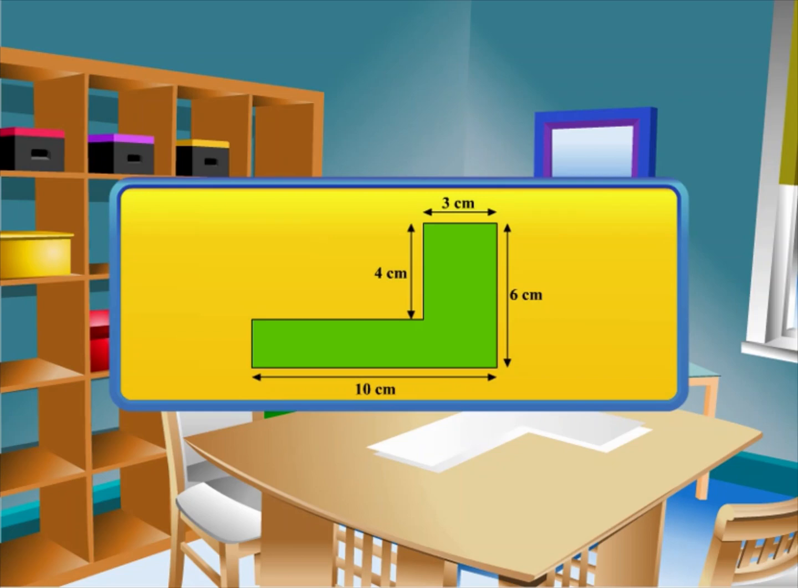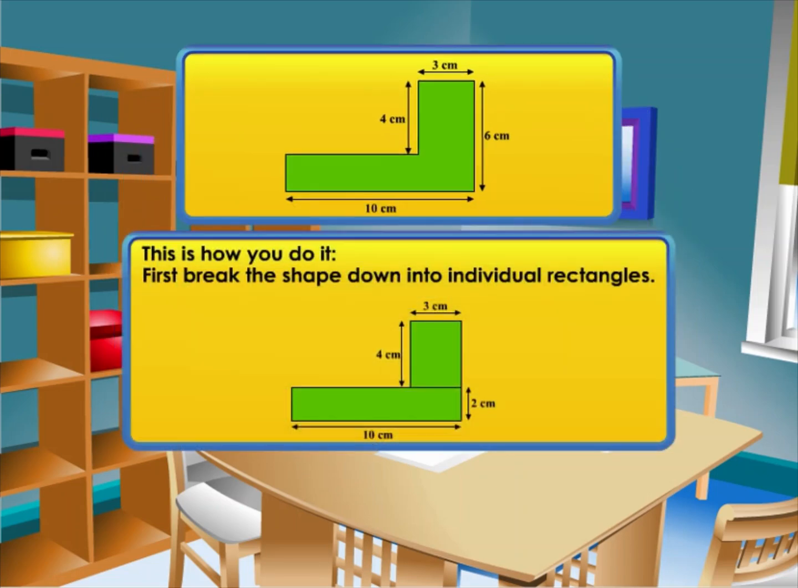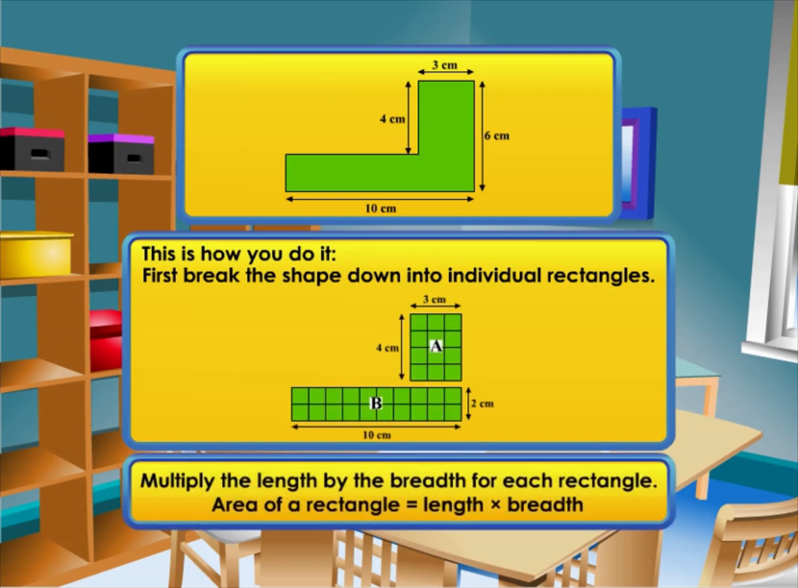Let's help Pinocchio to calculate the area of the figure given to him. We can solve this problem using the 4-step solving approach. This is how you do it. First, break the shape down into individual rectangles. Now you have two rectangles, rectangle A and rectangle B. Calculate the area of each rectangle by multiplying the length by the breadth.